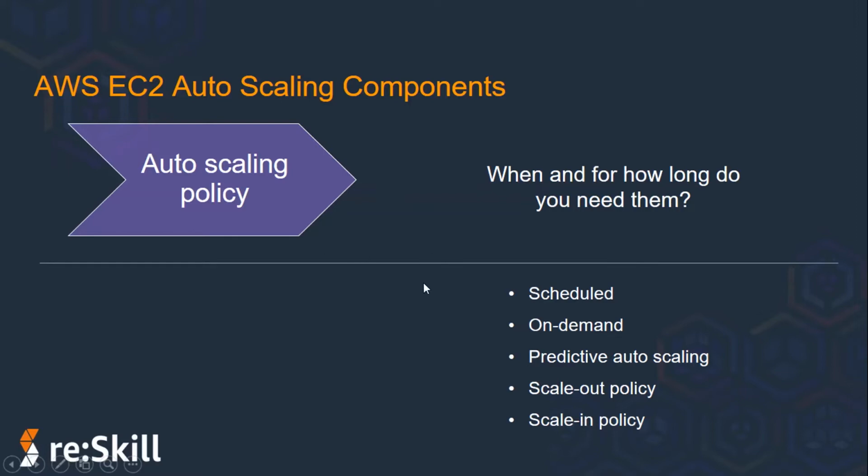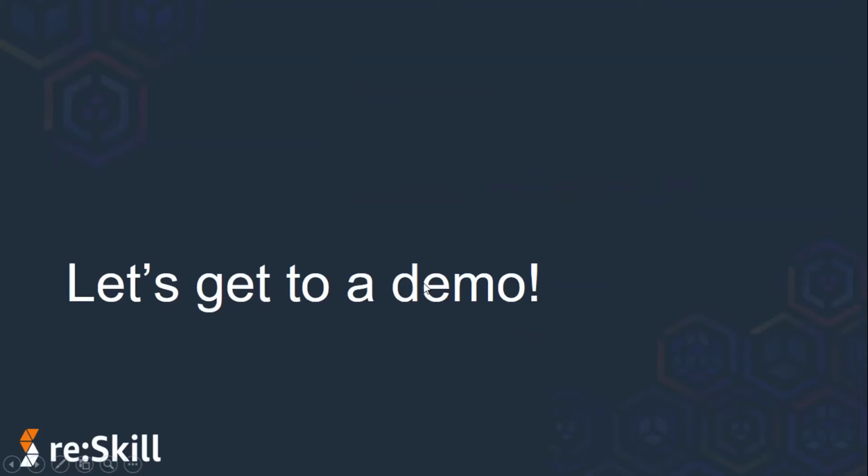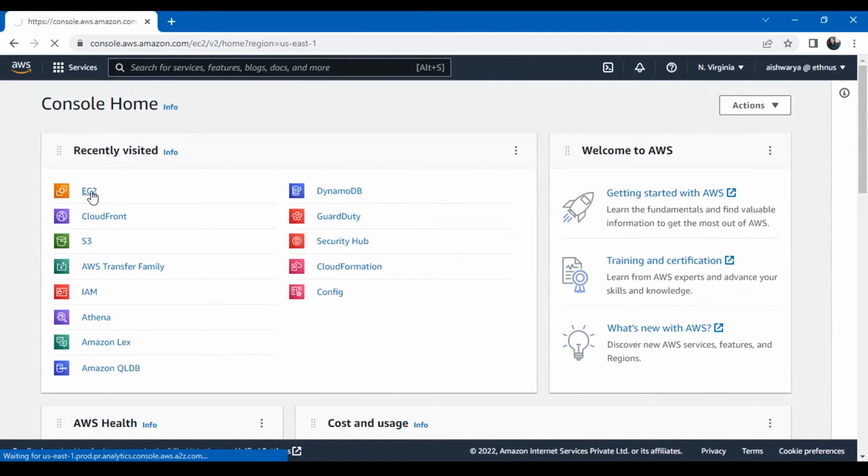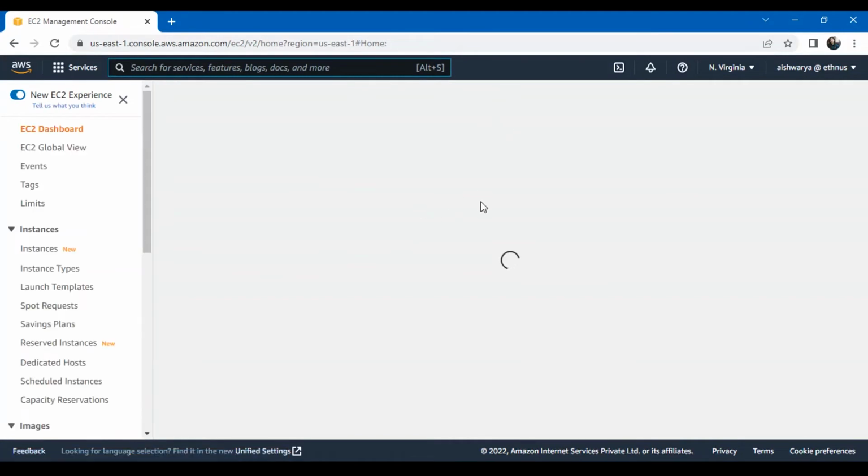So all of this we will be seeing in a quick demo where I will show you how to set up Auto Scaling for EC2 instances from scratch with the dynamic scaling policies. So let's quickly go to the AWS console and let's go to the EC2. I'll just quickly launch one EC2 instance and then we will attach it to the Auto Scaling group, and then we will set up the Auto Scaling policies.